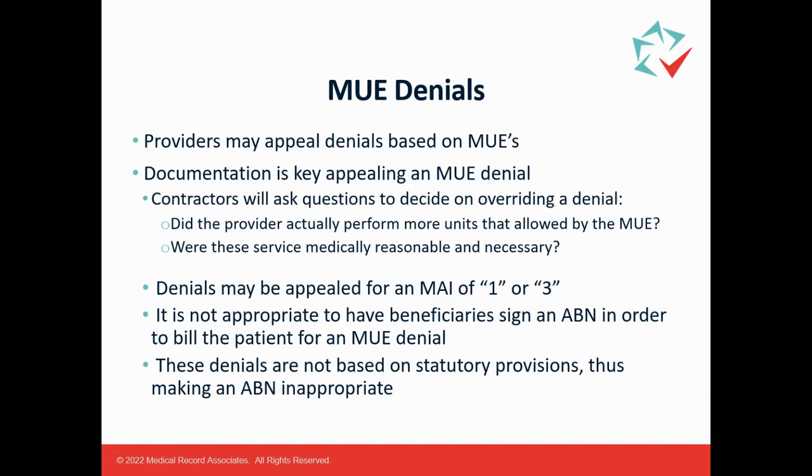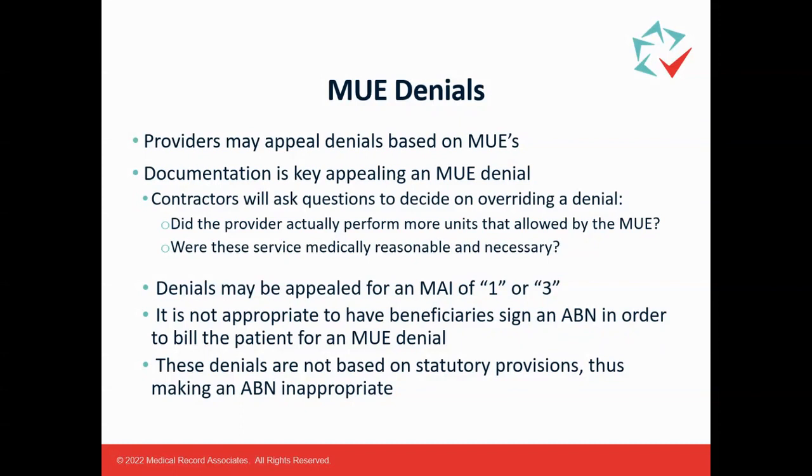So denials, we're going to talk about denials on this slide, and you may appeal denials based on the MUE denials. Again, I've said it already, documentation is key. A contractor will ask questions to decide on overriding a denial. Did the provider actually perform more units than allowed? Does the documentation support that they actually did perform more units than are allowed? And were these services medically reasonable and necessary? Again, your medical necessity is key, and your provider's documentation is what is going to show that.